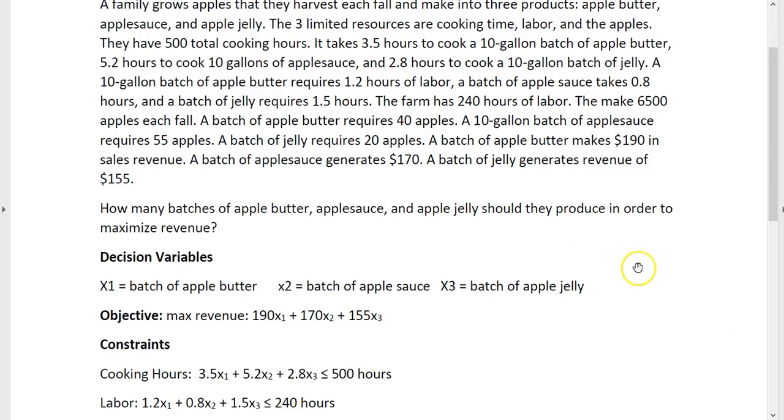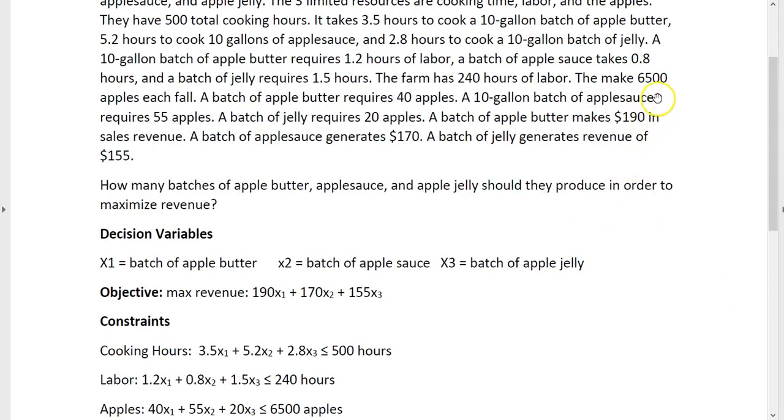Our last constraint will be the apples. They have 6,500 apples each fall. So they have up to 6,500 apples. And how much does it take for each thing? Butter is 40, sauce is 55, jelly is 20. So 40, 55, 20.